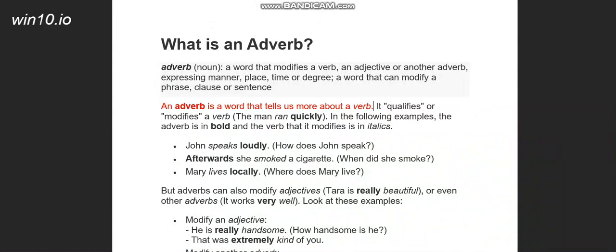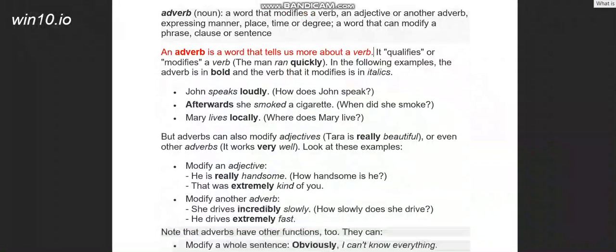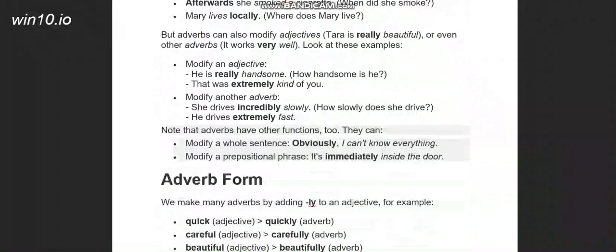But adverbs can also modify adjectives. Remember, students, just like adverbs modify verbs, they also sometimes modify adjectives. Like Tara is really beautiful. How beautiful is she? Really beautiful. Or even other adverbs. It works very well. Look at this example. He is really handsome. That was extremely kind of you. When someone does something very kind towards you, always say that was extremely kind of you. So here extremely shows how kind he was.